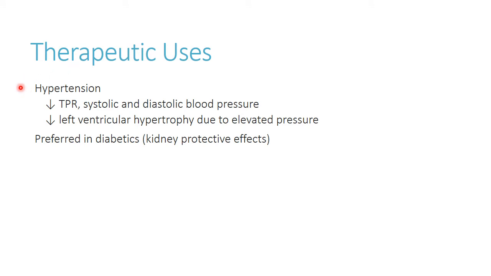So therapeutic uses, we're going to use this primarily for hypertension. This gets down our total peripheral resistance, helps to decrease both systolic and diastolic blood pressure because you have less angiotensin II causing vasoconstriction. This also is going to help with decreasing some of this left ventricular hypertrophy due to that elevated pressure, right? Because the pressure that the heart's having to beat against is called what? It's the afterload, right? So the higher the afterload, the harder the left ventricle has to work.